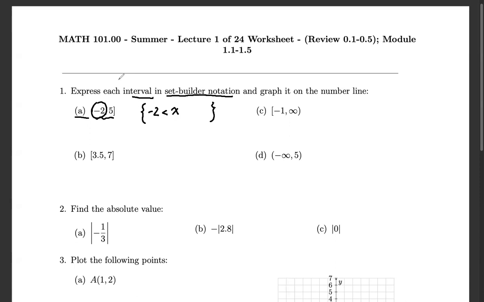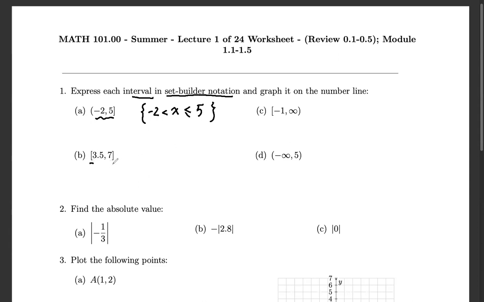So -2, you see on the side of -2 is open parenthesis. So open parenthesis corresponding to this sign, no equal sign. But this bracket for 5, so after 5 is a bracket. That means we need to also less than or equal to 5. Okay.